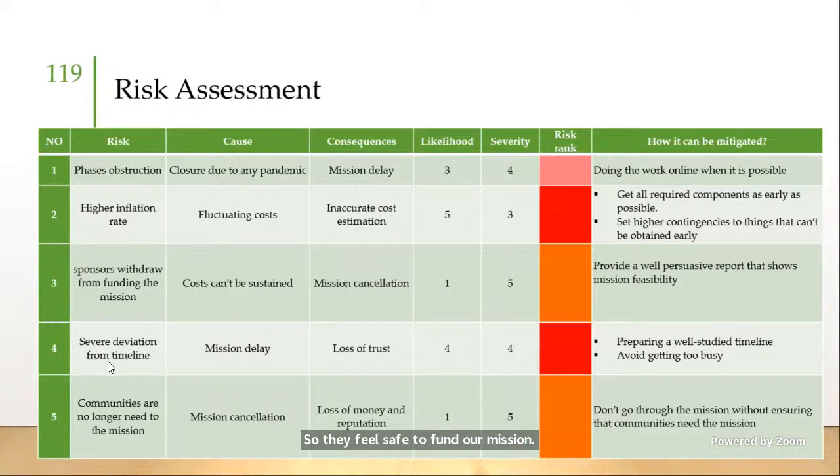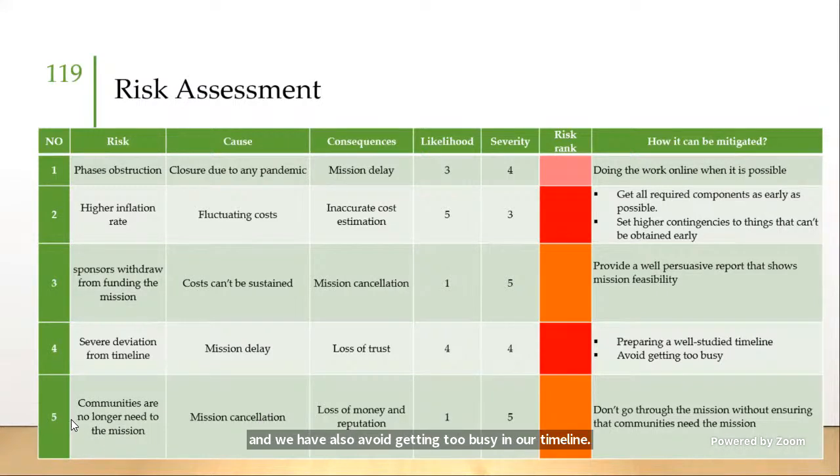The fourth is about severe deviation from the timeline. It is actually always happening for all projects nowadays, and it will cause loss of trust and so on. The probability and severity of this risk is high, so the final risk rank is a very high risk. But this can be solved by performing, at the beginning, a well-studied timeline and well-studied tasks so that we can set our timeline precisely, and we also avoid getting too busy in our timeline.